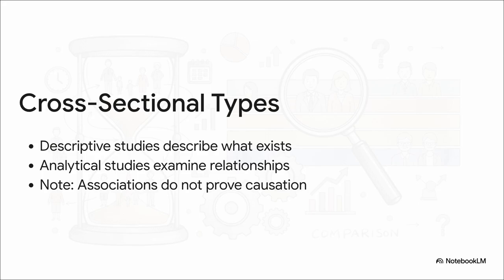But here's a massive warning for you, coming directly from the statistician Andy Field. Just because you find an association in a cross-sectional study, you absolutely cannot prove causation. It is the ultimate chicken or egg dilemma. Think about it. If high screen time and poor sleep are linked, this snapshot cannot tell you if the screen time ruined the sleep or if the poor sleep just caused the person to stay awake scrolling on their phone. You simply don't know the sequence of events.